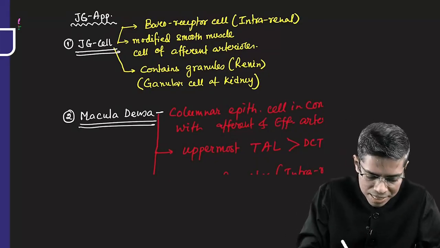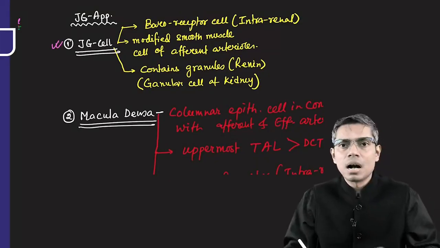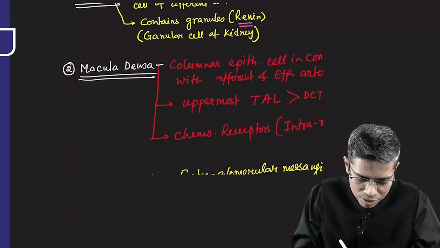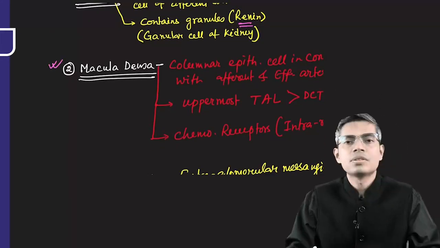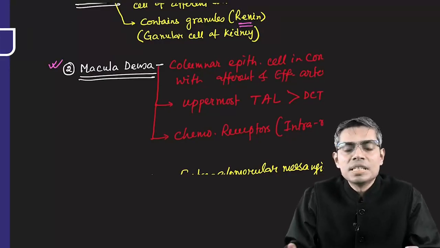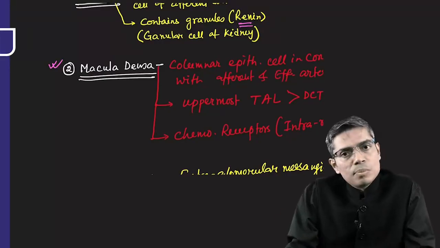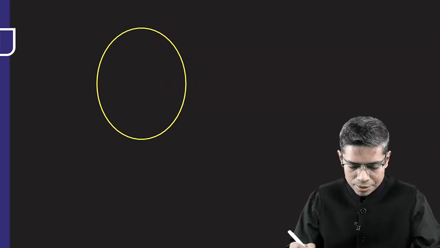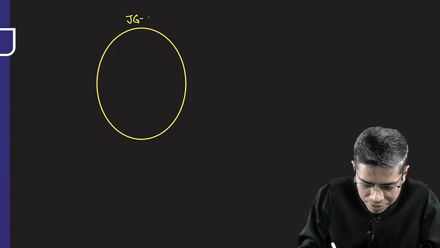Now our next understanding will be how this JG cell is functioning, how it is secreting renin, and second, how this macula densa cell is functioning. That means what is the mechanism of action by which the JG cell is secreting renin, in a little more detail. So, JG cell mechanism. I'm first drawing a JG cell. Suppose this is the JG cell.